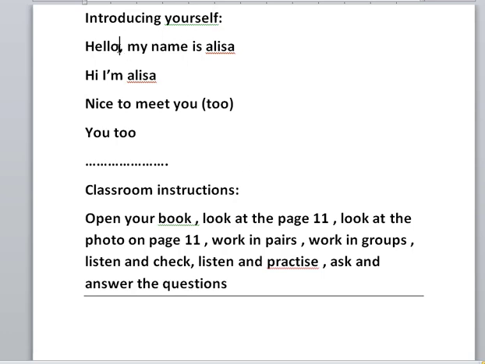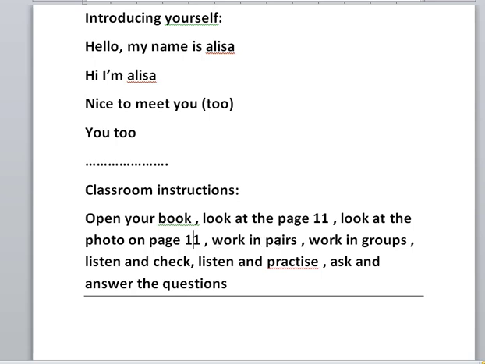Introducing yourself: the first time you say hello, the second time you say hi, and after that you say nice to meet you, okay, and you can say you too. Classroom instructions: open your book, look at page 11, look at page 12, look at page 13, okay, look at the photo on page 12, 11, 13, okay.